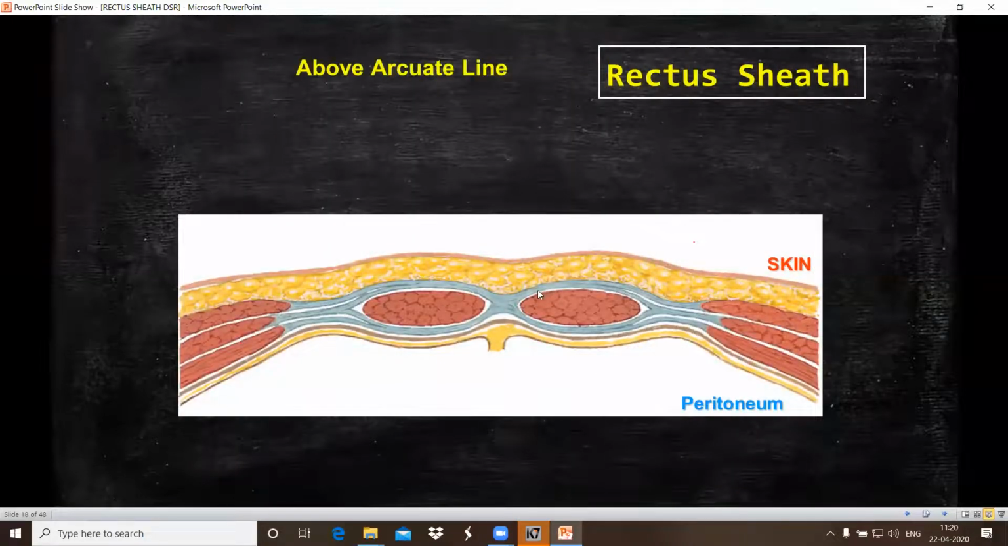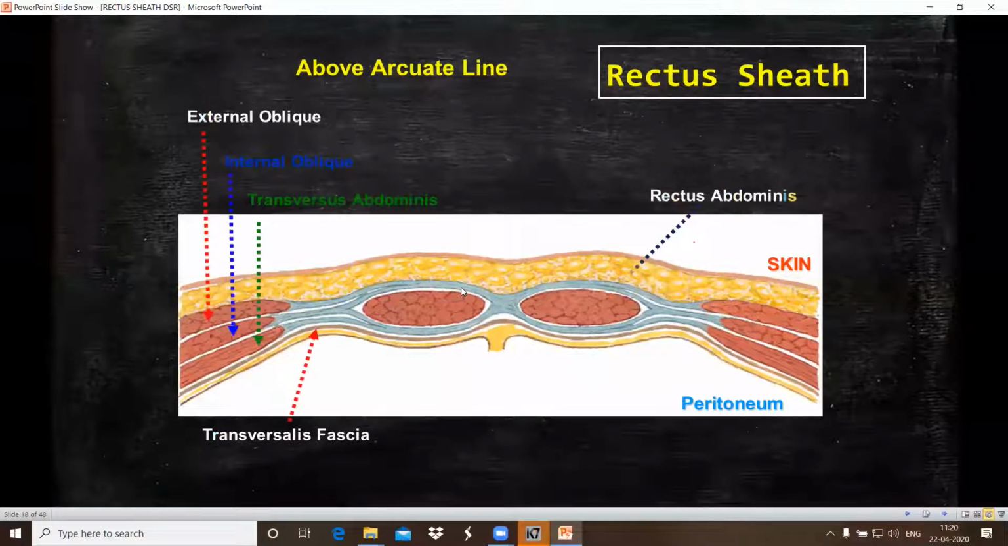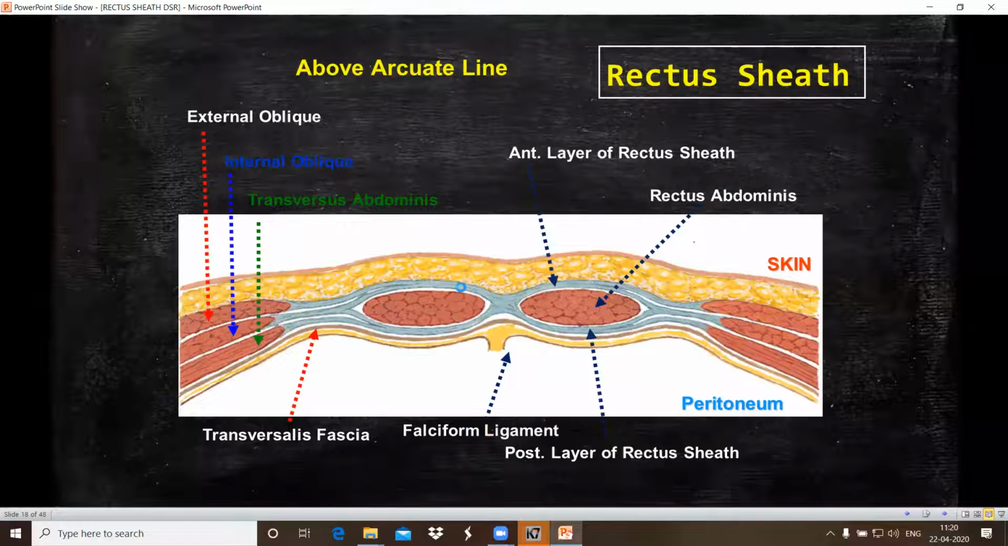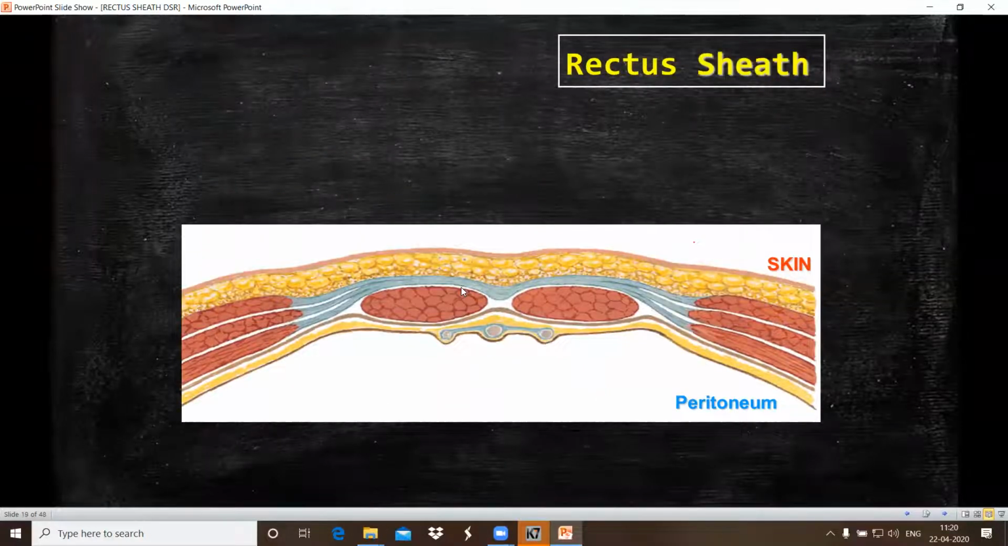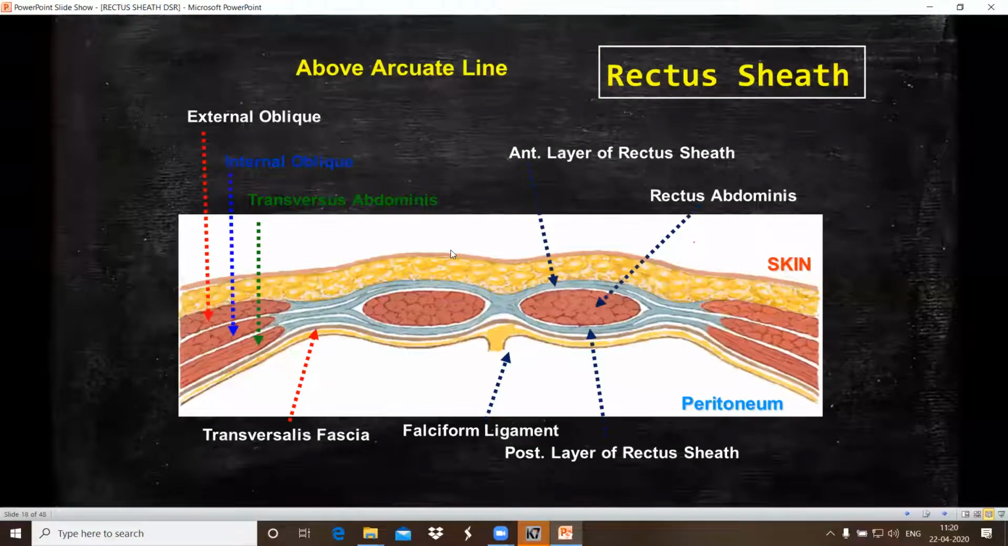So this is a diagram showing the mid level. The anterior wall is formed by the fusion of the external oblique and anterior lamina of the internal oblique. The posterior wall is formed by the fusion of the posterior lamina of the internal oblique and transverse abdominis.